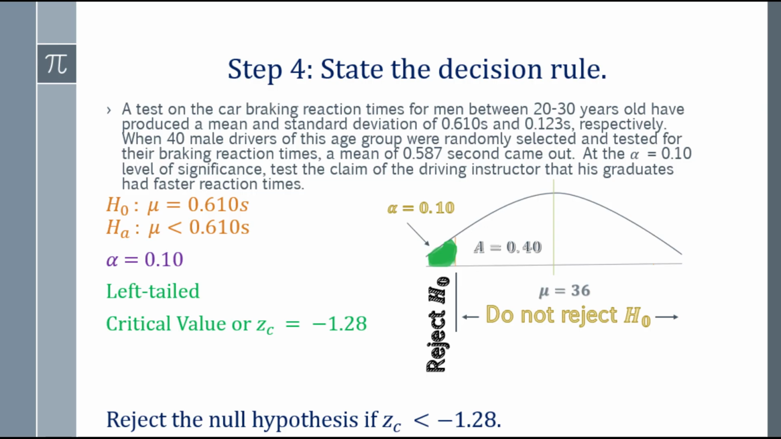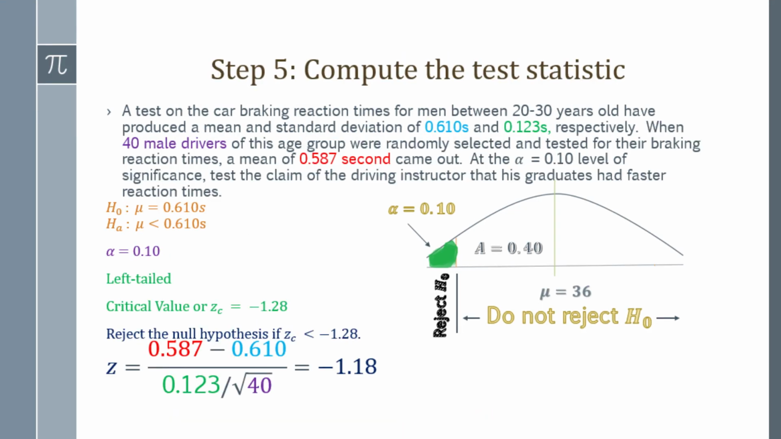Step 4, state the decision rule. Mag-reject tayo ng null hypothesis kapag daw yung computed C-value ay less than negative 1.28. So, mapapansin nyo sa illustration, yung reject H0 pag less than siya sa negative 1.28. At kapag greater naman siya, do not reject the null hypothesis. Step 5, compute the test statistic or yung computed C-value. So, Z is equal to 0.587 minus mo ng 0.610. At sa baba naman yan, another fraction. So, 0.123 over the square root of 40. And simplify that will be negative 1.18.